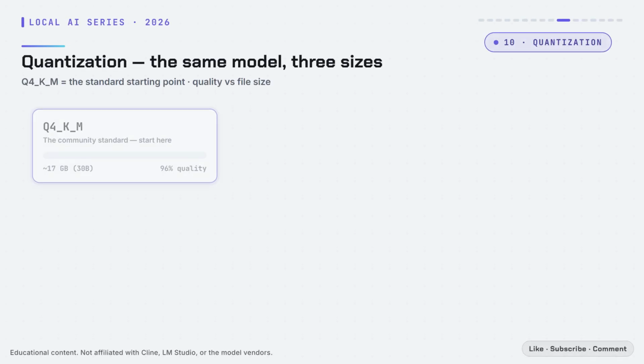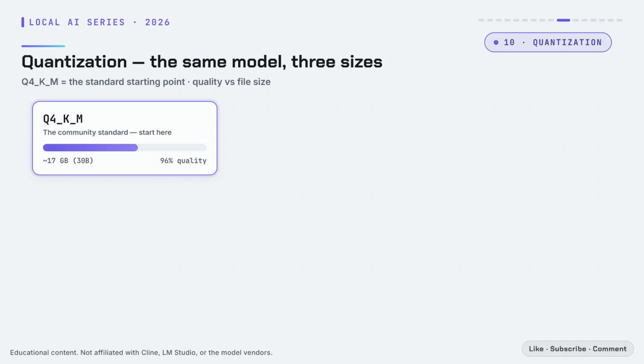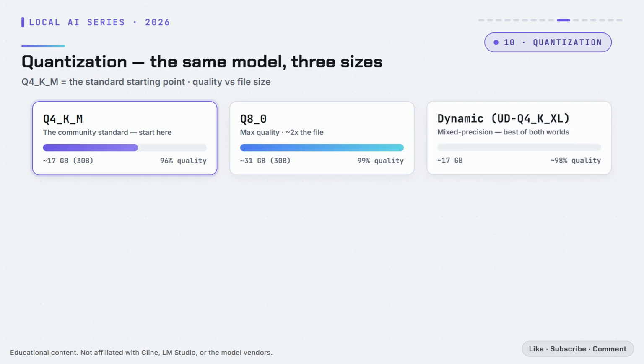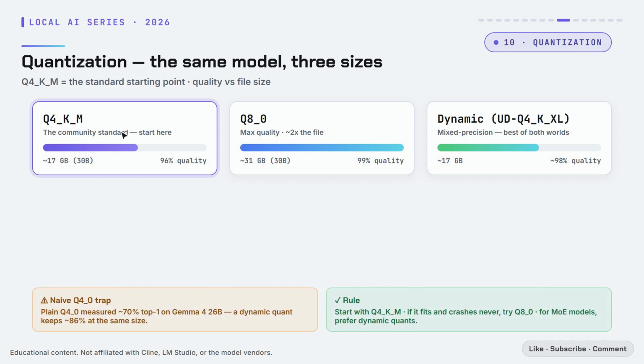Quantization is the same model in different suitcases. Q4 KM, the standard. Small file, quality you can trust. Q8, maximum quality, double the size. And dynamic quants. Mixed precision, the best of both worlds. Start at Q4 KM. Upgrade only if your card has room and your results feel weak.